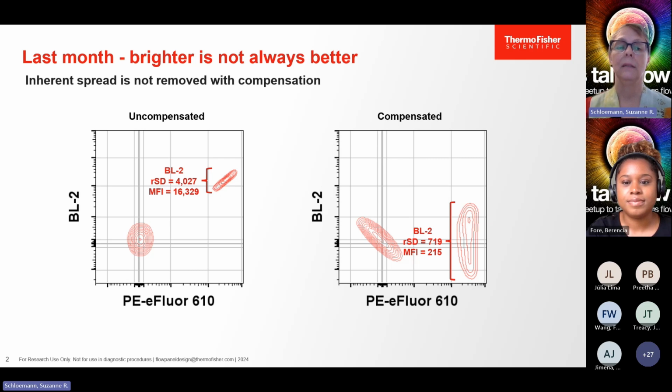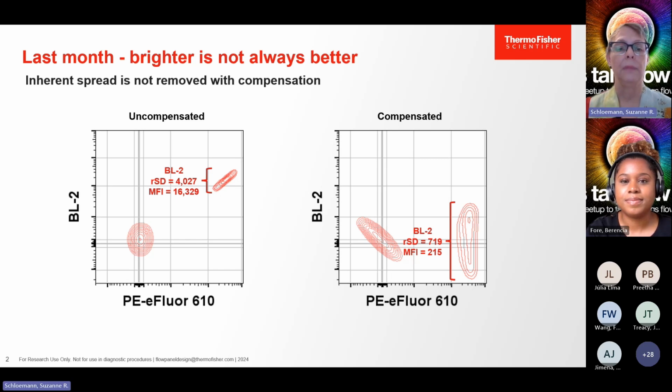When we compensate, in other words, the MFI, or the fluorescence intensity of the PE E-fluor 610 in the blue laser 2 channel, is reduced and normalized to the unstained population, you'll see that we have this spread. We're still observing cells that appear to be double positive. This is because it's just an inherent quality of the dye, PE E-fluor 610.